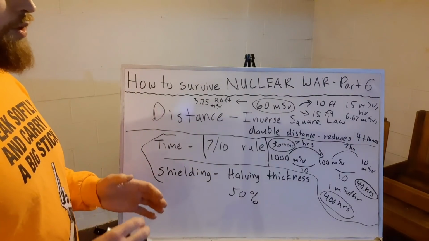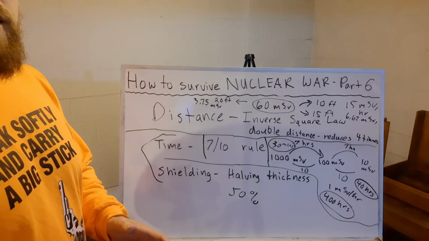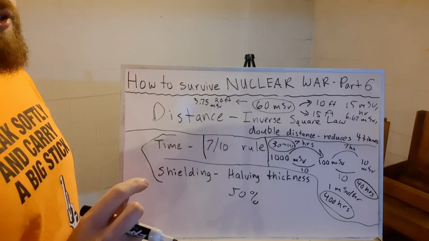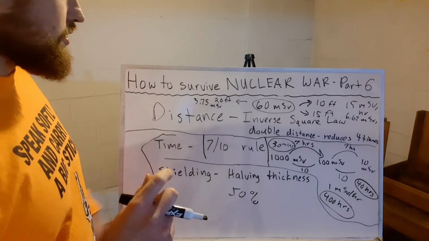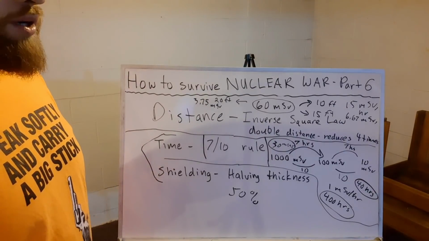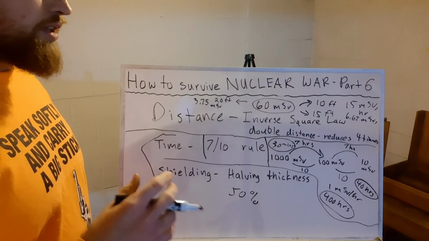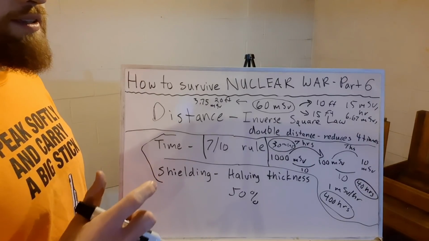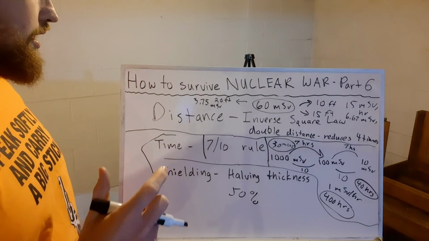So, for example, steel and lead, you don't need a lot of steel to have a good halving thickness because steel and lead are very dense. But concrete or dirt is a lot less dense, so your halving thickness is going to be greater, okay?